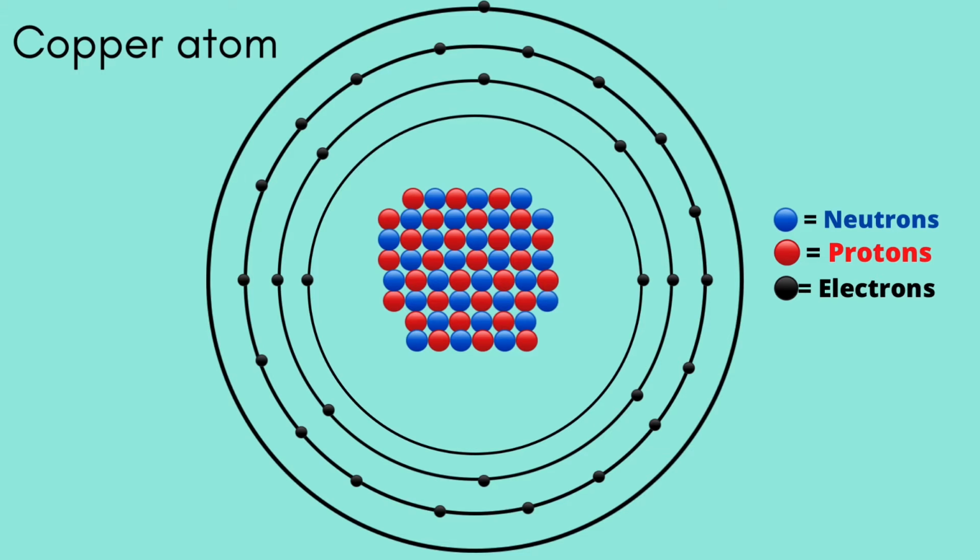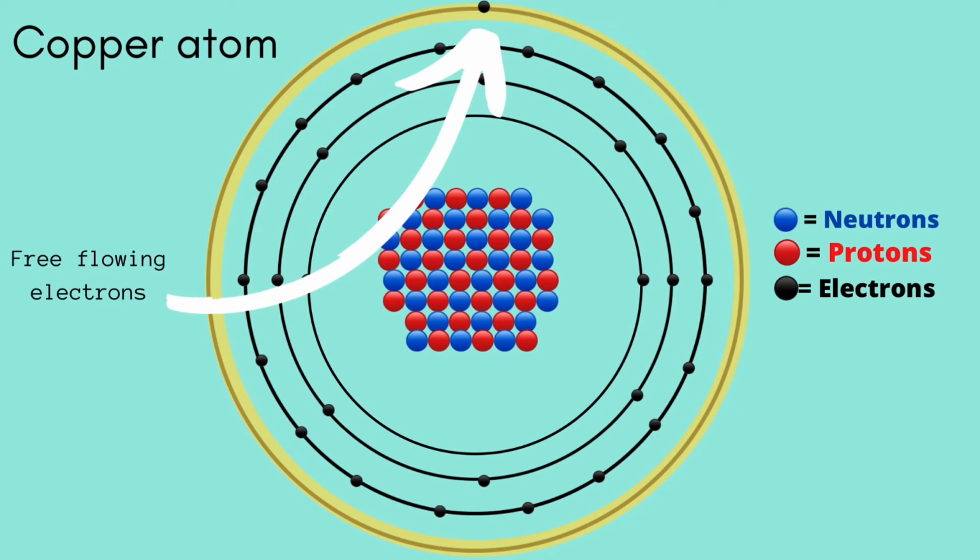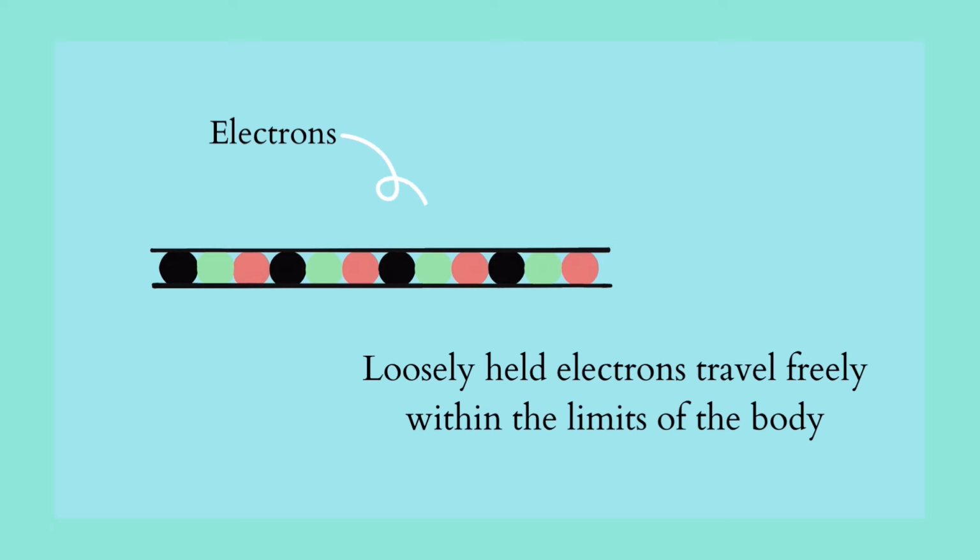Sometimes these electrons are tightly held, and other times they are loosely held. The yellow circle, which you can see in the picture, is an orbit in which the electrons are loosely held by the nucleus. When electrons are loosely held by the nucleus, they are able to travel freely within the limits of the body. Electrons are negatively charged particles. Hence, when they move, a number of charges move. We call this movement of charges as electric current.